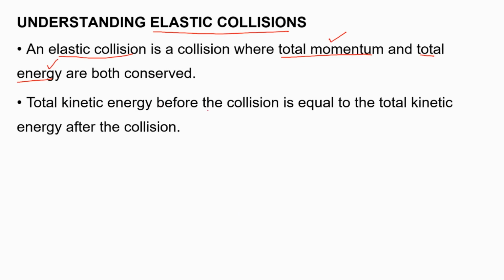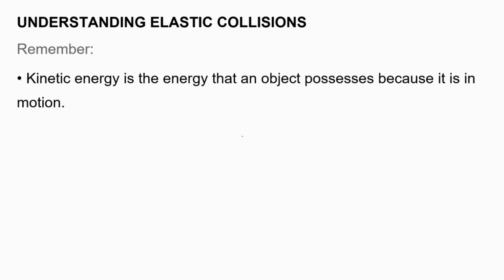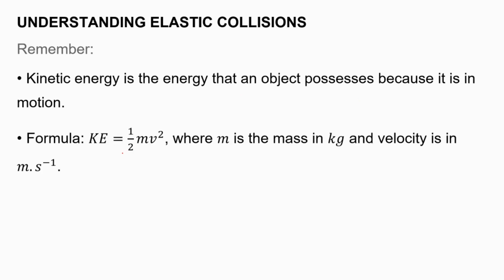Total kinetic energy before collision is equal to total kinetic energy after collision, meaning that the total kinetic energy is conserved. So we're saying here total initial kinetic energy is equal to the total final kinetic energy. Remember, kinetic energy is the energy that an object possesses because it is in motion, and the formula is half mv squared, where m is the mass in kilograms and velocity is in meters per second.